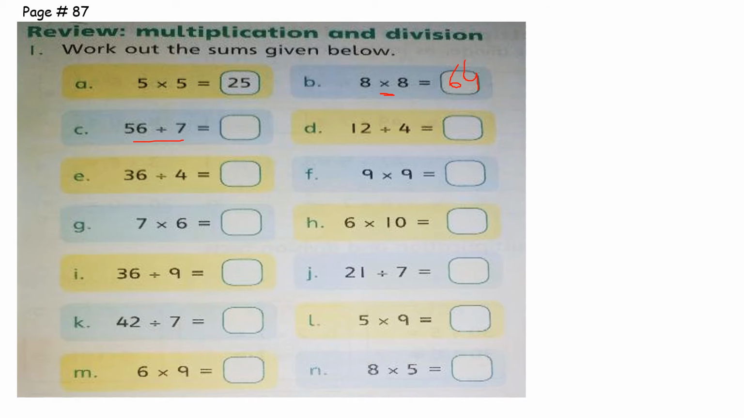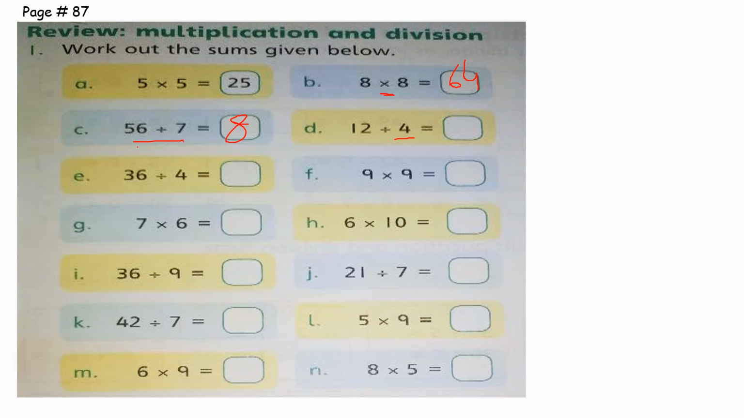Okay, now here it's division symbol. It means you have to divide 56 by 7. So read the table of 7. 7 ones are 7, 7 twos are 14, 7 threes are 21, 7 fours are 28, 7 fives are 35, 7 sixes are 42, 7 sevens are 49, and 7 eights are 56. So 8 is the answer.